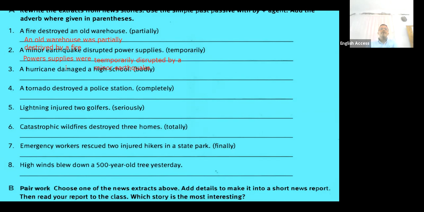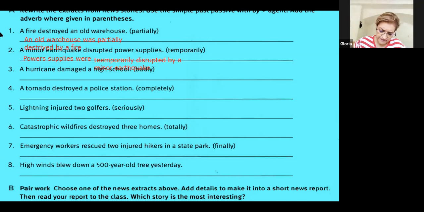Okay, number 3. Who wants to do number 3? Me, teacher. Yes, Gloria, please go ahead. A high school was damaged badly by hurricane. Okay, pay attention. Remember, badly, or the adverb, goes after was or between the was and the main verb. So it's in the middle.